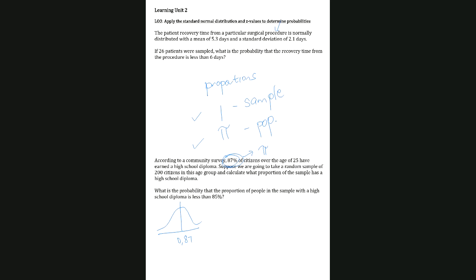Then they said to you, suppose we are going to take a random sample of 200 citizens. So n is equal to 200 in this age group, and calculate what proportion of the sample has a high school diploma. What is the probability that the proportion of people in the sample with a high school diploma is less than 85%? So firstly, the 85% immediately signals to us that this was the sample value, the p-value. So we know what the sample value is. This is 85%, and the population was 87%.